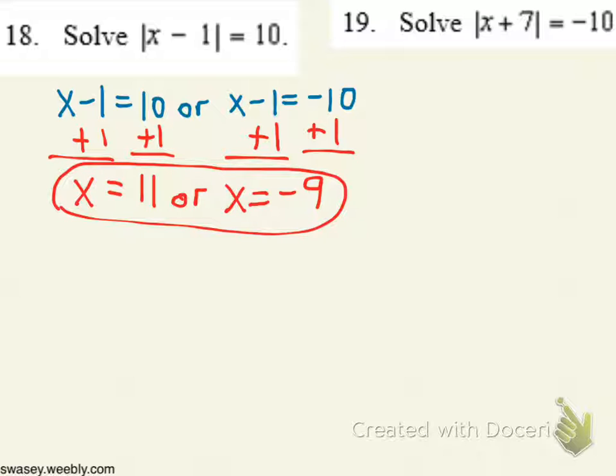19, we have absolute value by itself equal to a negative. There's no number that we can take the absolute value of and get a negative, so this is no solution.